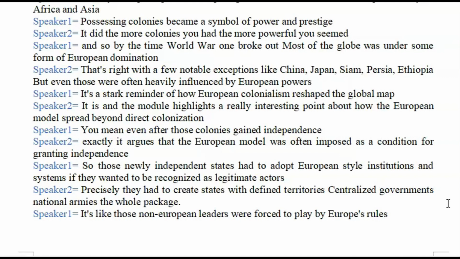It is, and the module highlights a really interesting point about how the European model spread beyond direct colonization. You mean even after those colonies gained independence? Exactly.